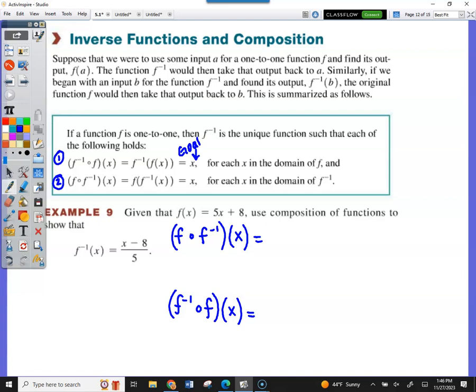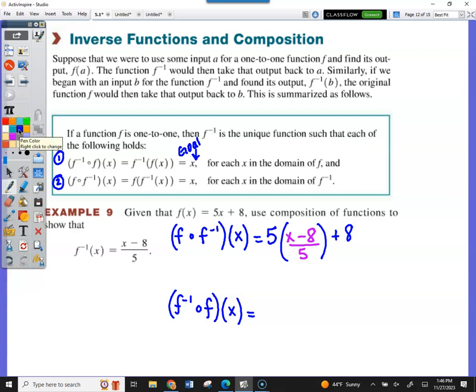Now, here's your refresher on how to do this. Order matters. You're going to write the first function first, so 5x plus 8, and as you write it, you're going to do what? Beep out the x. So 5 beep plus 8. In the beep, you're going to put x minus 8 over 5. There you go. Now, I like to write it level with the number, like that 5 is understood to be over 1.